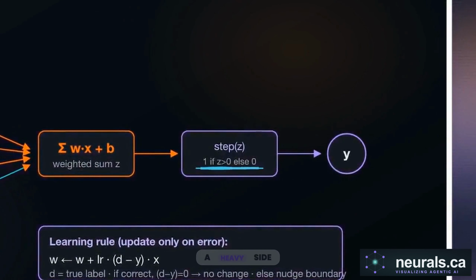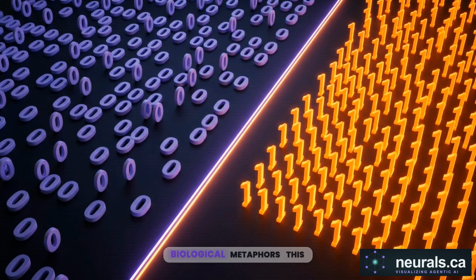Also known as a Heaviside function, this acts as a hard threshold. If the total clears 0, the neuron fires a 1. If it falls short, it outputs a 0. Despite the biological metaphors, this artificial intelligence relies on a rigid mathematical voting system governed by a fixed threshold.